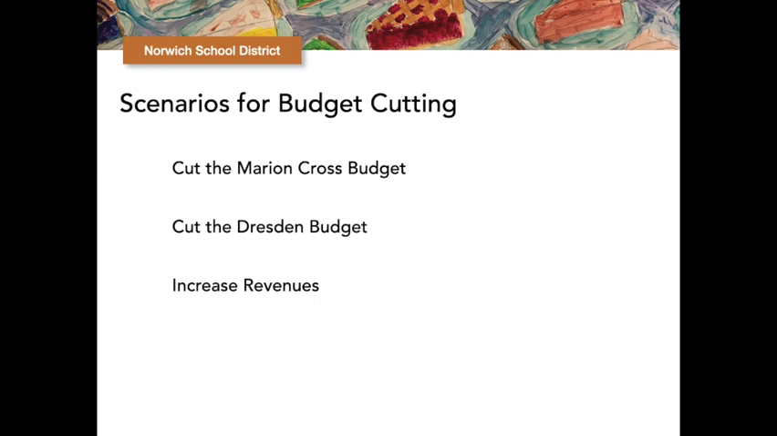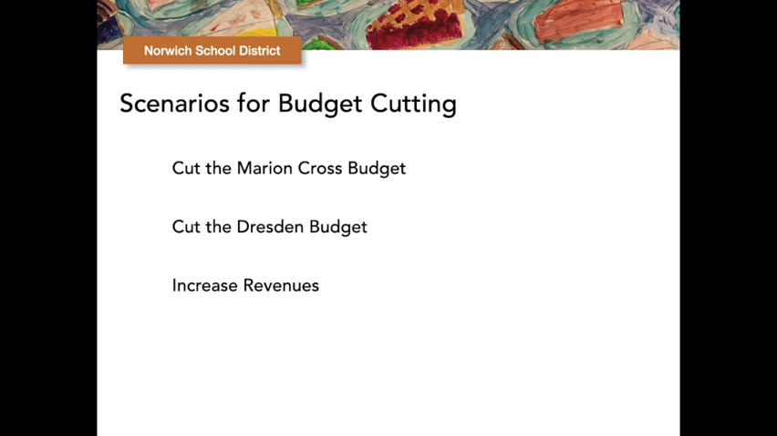The other scenario is cutting the Dresden budget. This one may be more difficult for the reasons we just talked about, but there's another issue at play with this approach. Norwich is responsible for approximately 1/3 of the Dresden budget. This means that only 1/3 of any reduction in the Dresden budget is realized in Norwich. To save $1 million in Norwich, we'd need to cut $3 million from the Dresden budget.